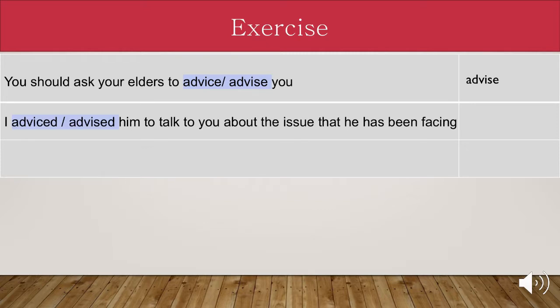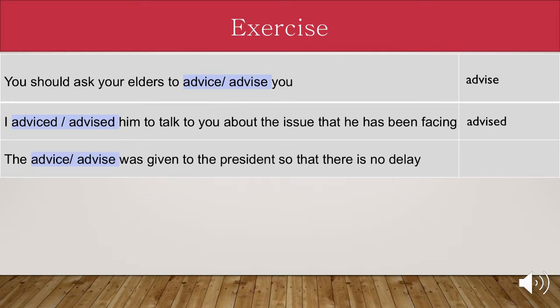I advice him or advised him to talk to you about the issue that he has been facing. What do you think is the correct word? How is the word placed? The correct word is advised, because again in this sentence there's an action being talked about. You have taken an action of giving a recommendation to somebody. So again, the word is advised because it's a verb. It is being talked about as an action. One more important thing I want to highlight here, there is no word as advice with a z. This is not a word, it does not exist, so never ever use it.